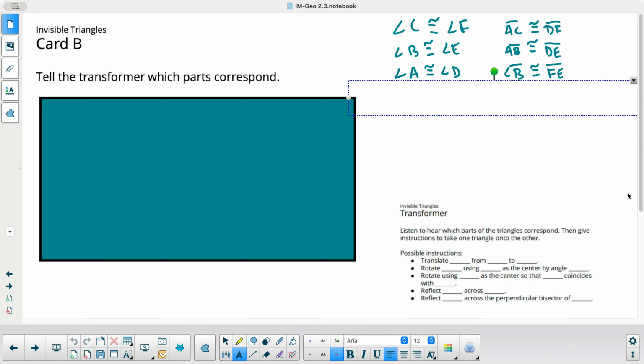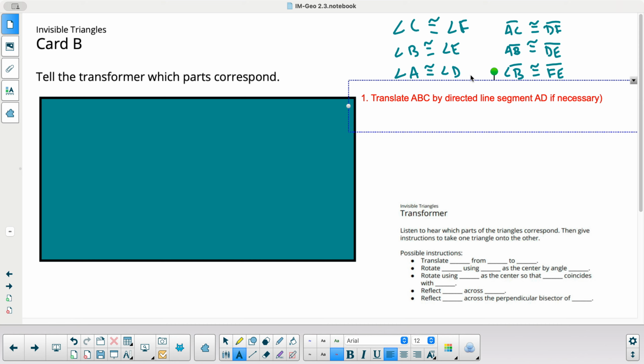All right, so I'm going to start with: translate ABC by directed line segment AD. We'll take A right to D, and that's if necessary, if they're not already lined up. Then rotate A prime, B prime, C prime, centered at A.